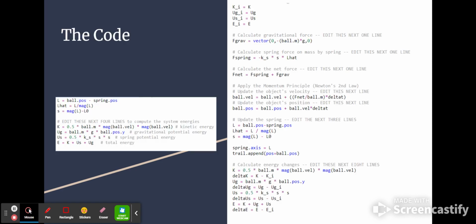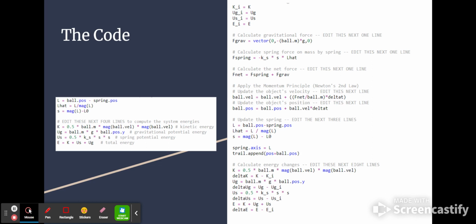Now we can look at the code. If we look at the code, we can see in our initials we have to find our L, which is just going to be our ball position minus our spring position. We can find that by dividing by magnitude, and then we can get our change in s. And we can also plug our energy equations into the code by just stating what kinetic, U gravity, and Us are going to equal, which will make our energy equation work.